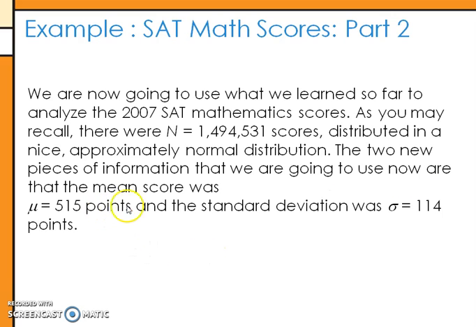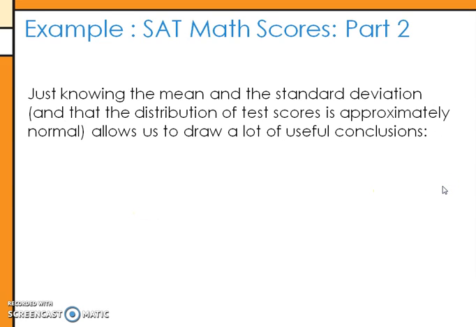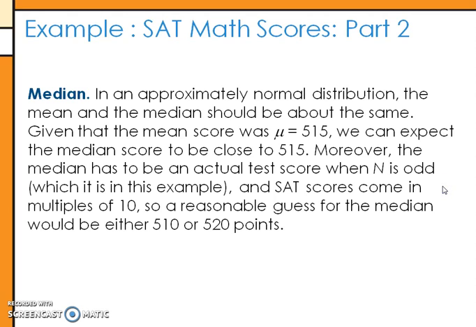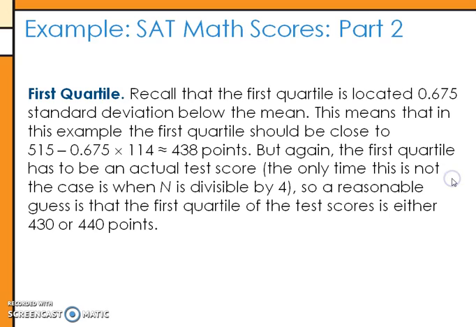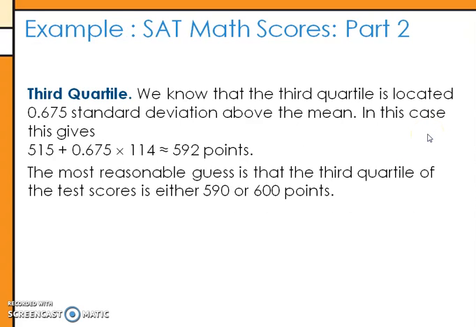Okay, so here's one with SAT scores. The mean was 515 and the standard deviation was 114. Okay, so the mean is in the middle. And so the median must be close to that. Q1 and Q3 are 0.675 standard deviations away. So it looks like 0.675 of a standard deviation, which is 114. So if I go below the mean, I end up at 438. And if I go above the mean, that same amount, I end up at 592.